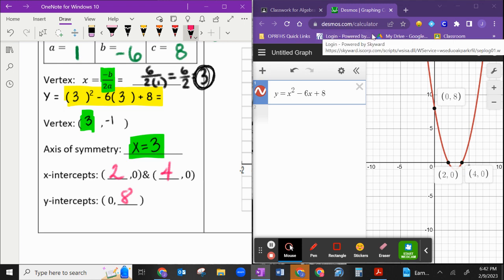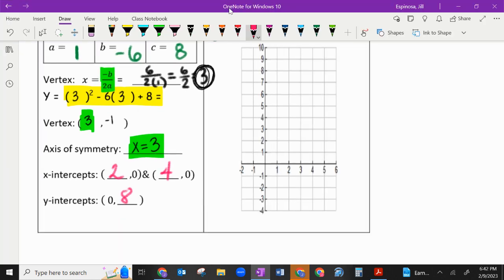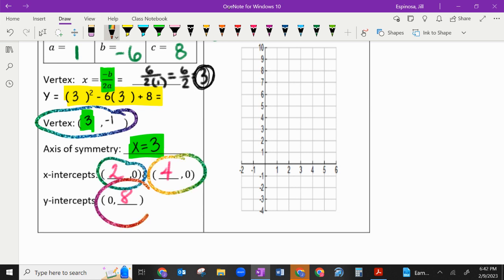So based on, now I'm going to make this larger, based on those 4 points that we have, our vertex, and we have these 2, and this, so we have 4 points. We're going to be able to graph it: 3, negative 1, 2, 0, 4, 0, and 0, 8. With those 4 points, you are able to graph that you have a U here.